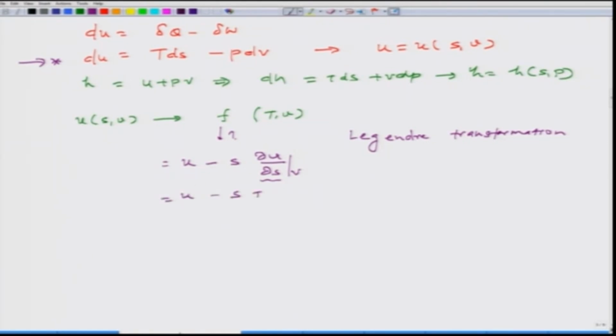Okay. So the Legendre transformation allows you to change this variable from s to T by using this particular expression. And this particular expression we are going to call A. A is nothing but u minus Ts, and we are going to define this A as the Helmholtz function. Okay. So, you can take a differential and write this expression in differential form.